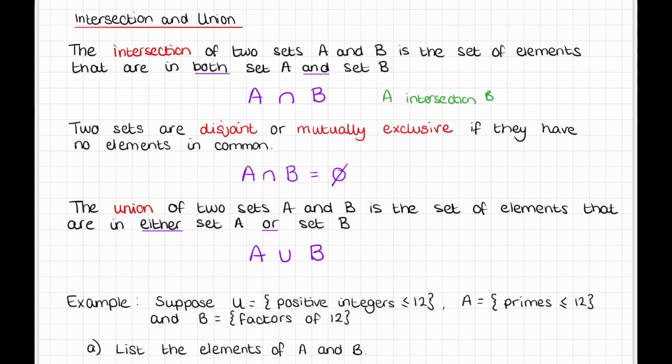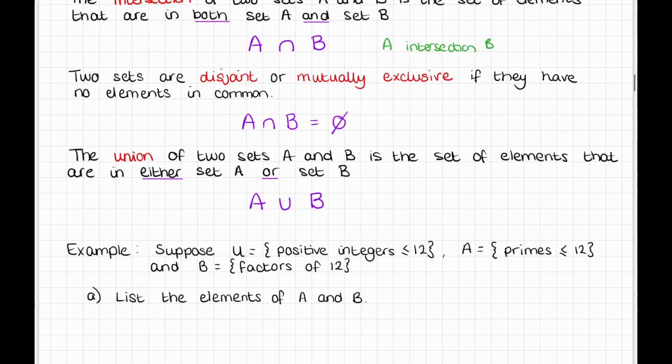Next, the union of two sets, A and B, is a set of elements that are in either set A or set B. And you can also include, to almost say, or both. Some people forget that you've also got to look at what's in both as well. Now our symbol here is a U to represent the union between them. So this notation means A union B.